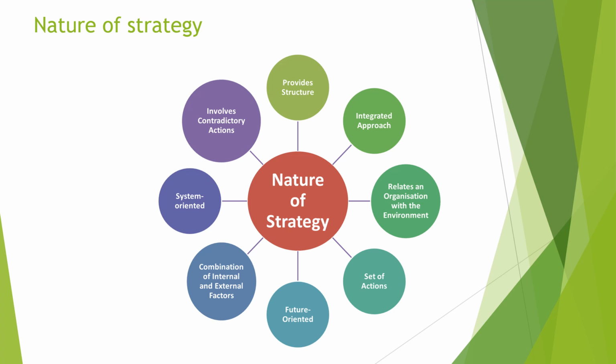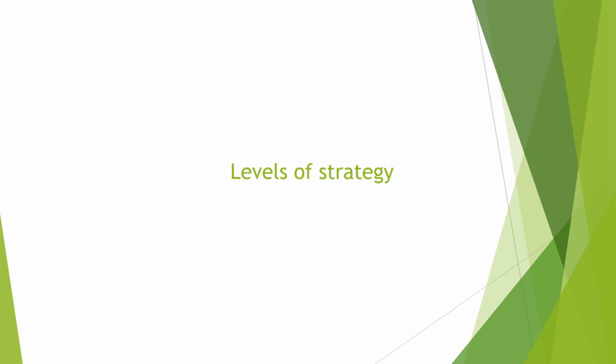When we create a strategy, it should be future oriented. It should not only consider the present, it should consider the future also. It should be a combination of internal and external factors, and it should be system oriented, which involves contradictory actions also. So we need to have plan A and plan B. Suppose plan A is not working, we have to look at remedies, and damage control is very, very important, because when we apply it in a real world environment, we should have alternative methodologies in order to go ahead. So these are about the nature of strategy.